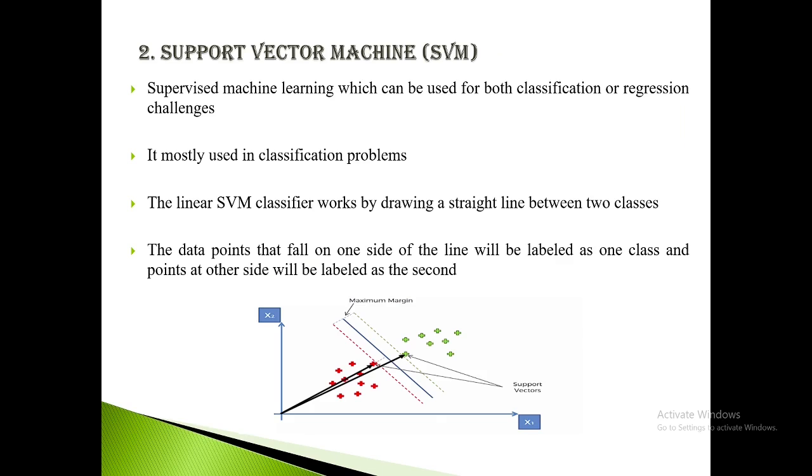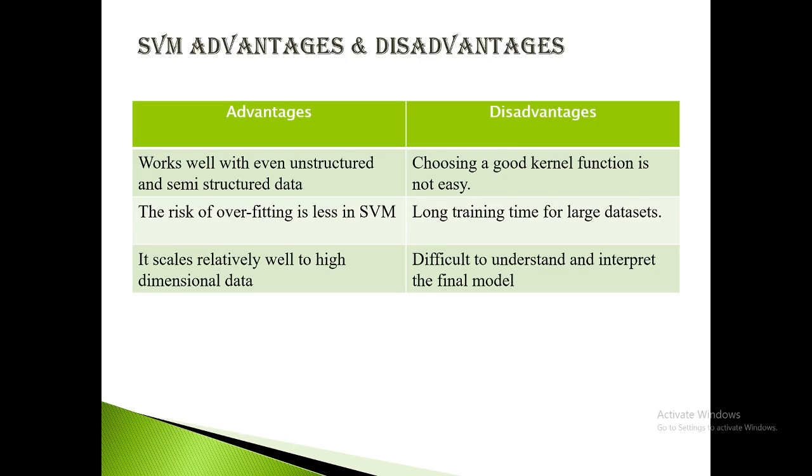Here are the advantages and disadvantages of the support vector machine. The advantages are: works well with even unstructured and semi-structured data. The risk of overfitting is less in SVM. It scales relatively well to high dimensional data. The disadvantages of SVM are choosing a good kernel function is not easy, it's very complex. Long training time for large data sets, and it is difficult to understand and interpret the final model.